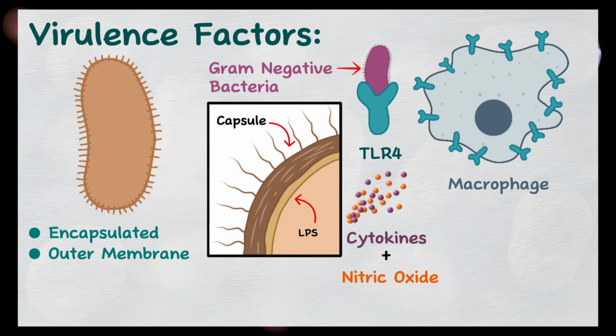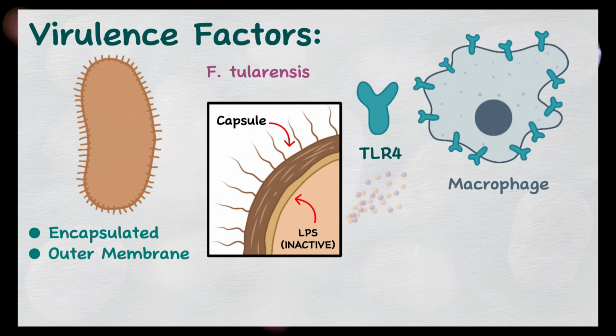However, in Francisella tularensis, the LPS is inactive, meaning that TLR 4 does not bind to it. As a result, the innate immune system is not activated, much like a thief sneaking into a house without setting off the alarm.